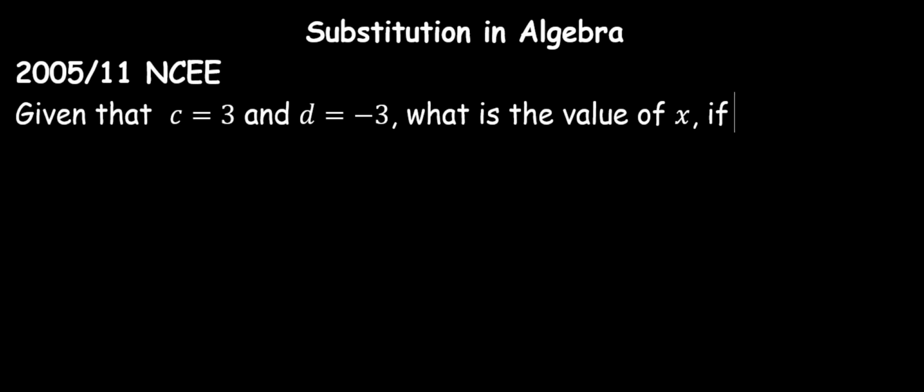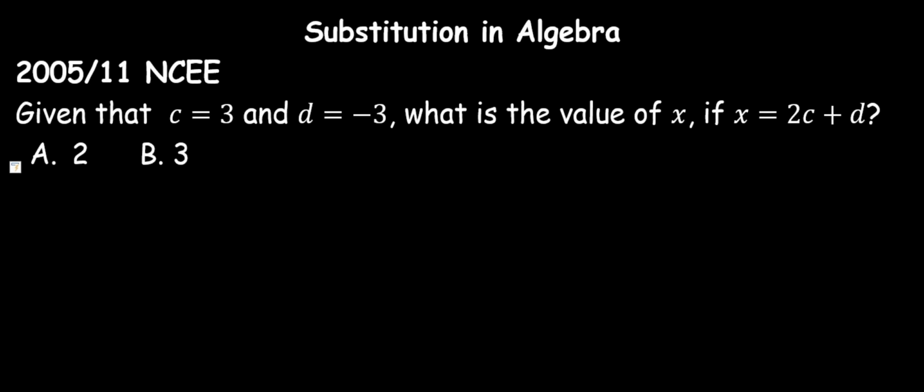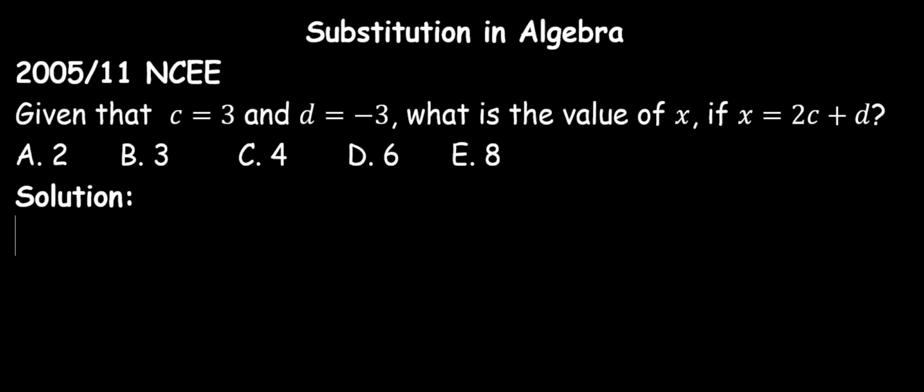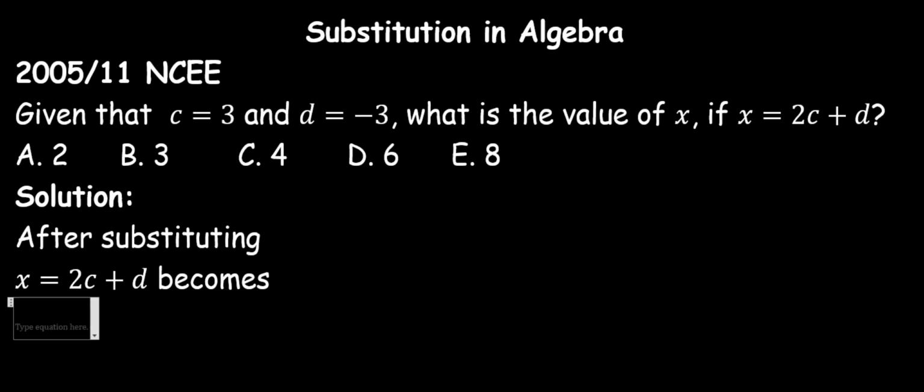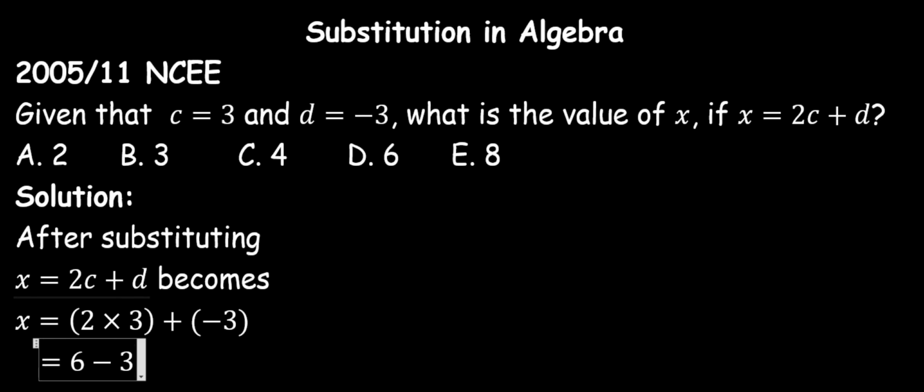Given that C is equal to 3 and D is equal to minus 3, what is the value of X if X is equal to 2C plus D? A 2, B 3, C 4, D 6, E 8? Solution. After substituting, X equals 2C plus D becomes X equals (2 times 3) plus (minus 3). And the result will be 6 minus 3. And that will be the same as 3.